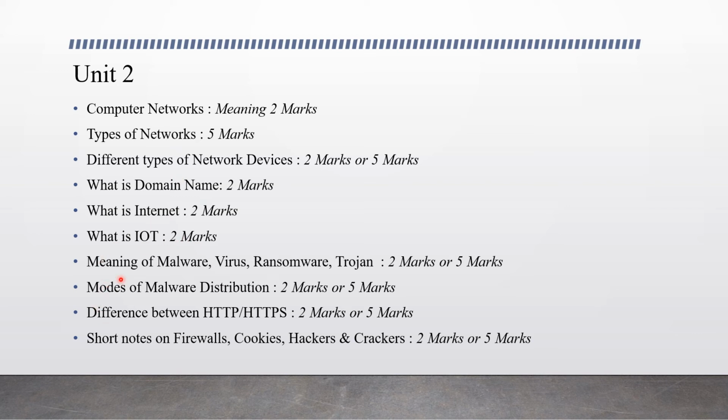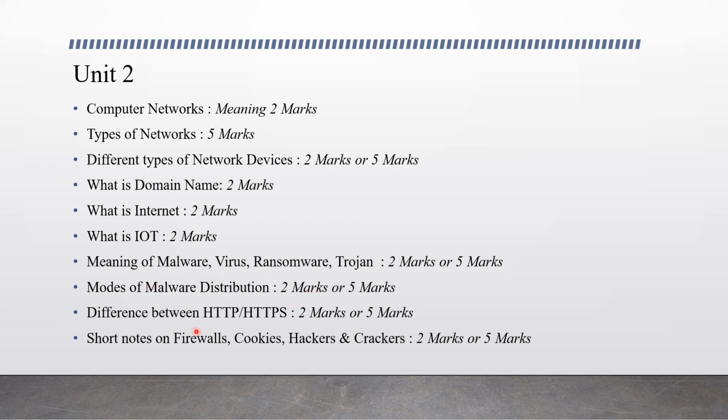And next they might ask you the meaning of malware, virus, ransomware and trojans. This is also for 2 marks and 5 marks, which you need to read for unit 2. And they might ask you modes of malware distribution. So explain the different modes of malware distribution. They might ask 5 marks. Mention the different modes of malware distribution. They might ask you for a 2 marks question.